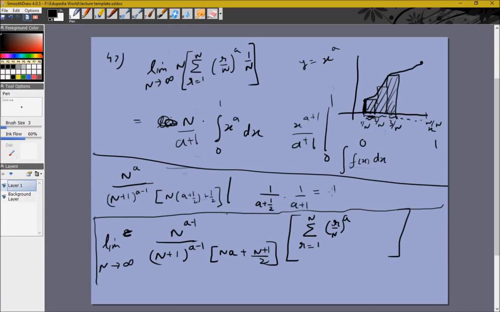This is given to us to be 1 by 60. We can write this as 2a plus 1, and this is 2, which means a plus 1 times 2a plus 1 is equal to 120. Now this is a quadratic equation. 2a square plus 3a plus 1 is equal to 120. So 2a square plus 3a minus 119 is equal to 0.